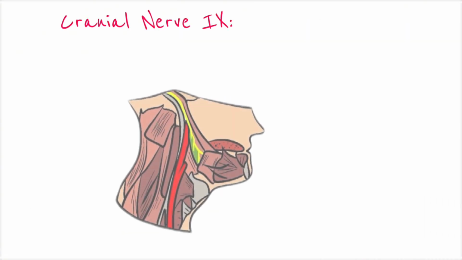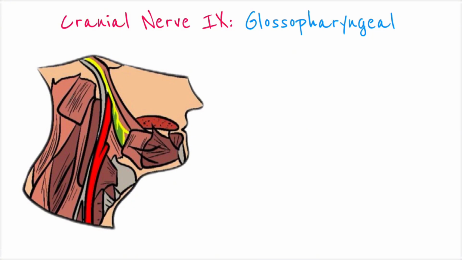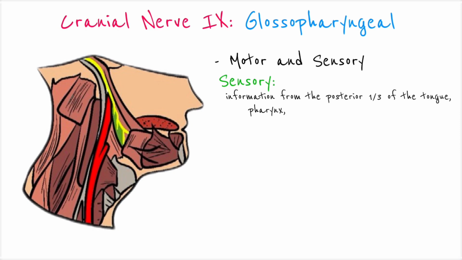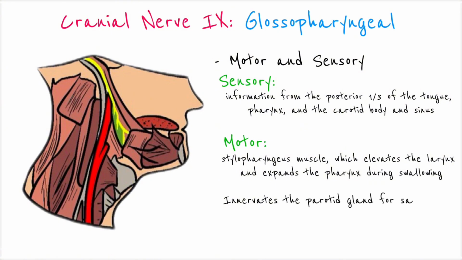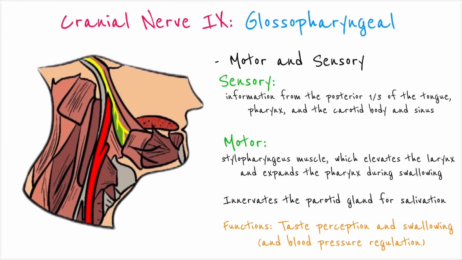Cranial nerve 9, glossopharyngeal nerve. This is a mixed motor and sensory nerve. The sensory part receives information, including taste, from the posterior 1/3 of the tongue, the pharynx, and the carotid body and sinus. The motor part controls the stylopharyngeus muscle, which elevates the larynx and expands the pharynx during swallowing. It also innervates the parotid gland, which is responsible for salivation. It functions for taste, perception, and swallowing.